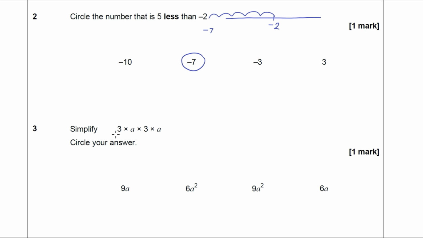Simplify this: 3 times a times 3 times a. So we work first with the numbers. 3 times 3, which is 9, and then a times a, that is a squared, so it's 9 times a squared, but you can always remove this times sign, so we have 9a squared. We got the answer here.